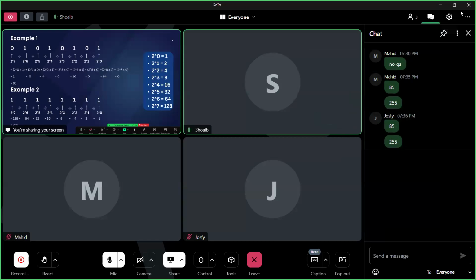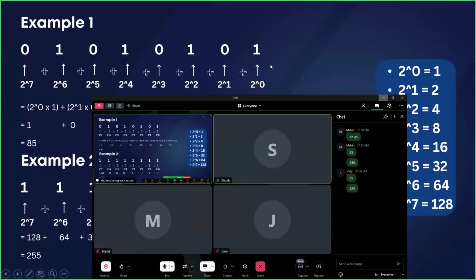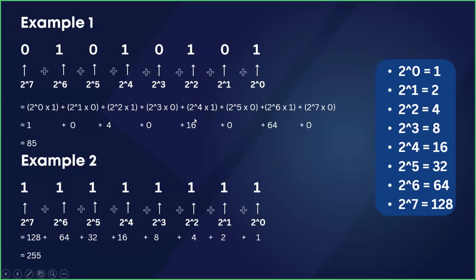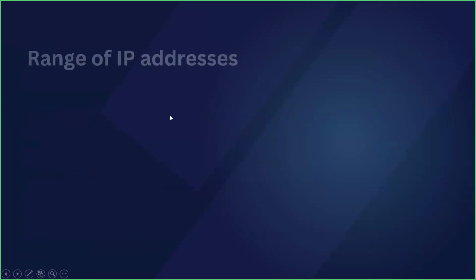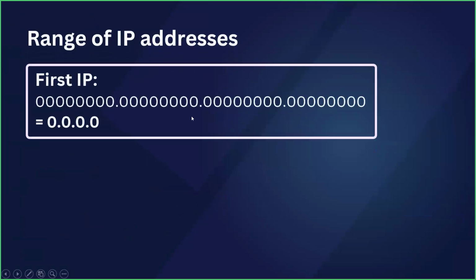Perfect answers, guys. Now, the reason I've been explaining all this is so that we can understand the range of IP addresses. So if I had to get the first IP, all I have to do is simply put all zeros everywhere.